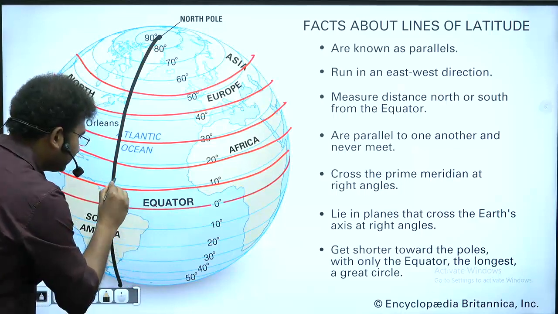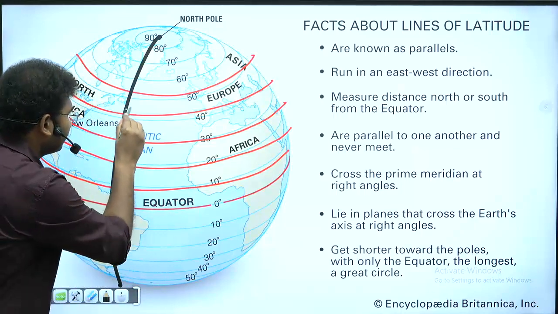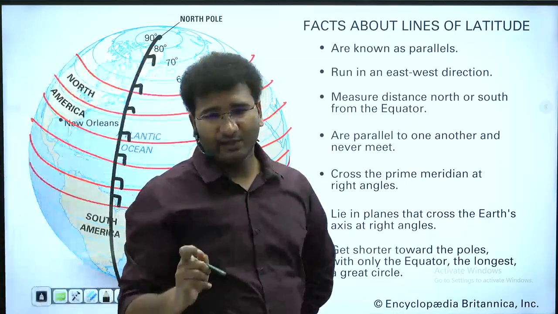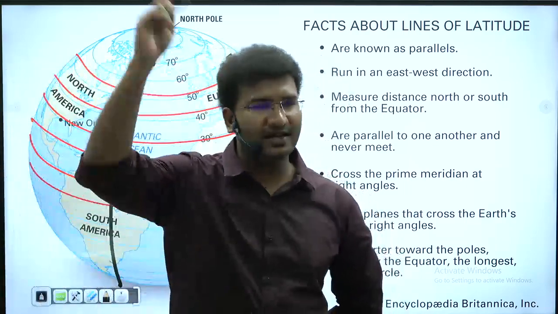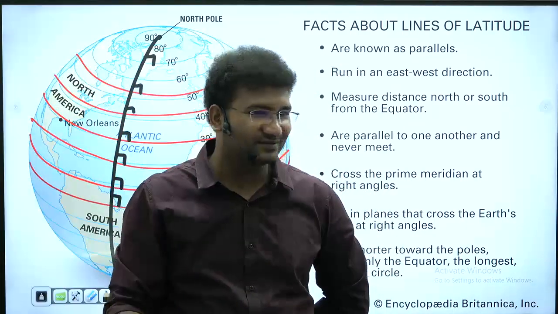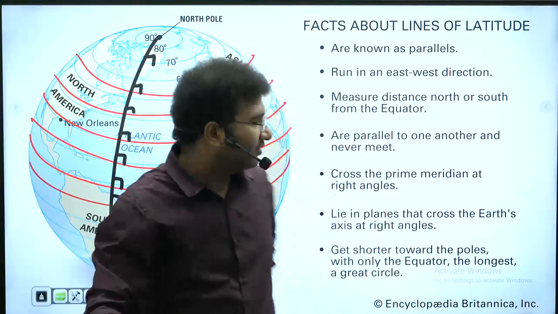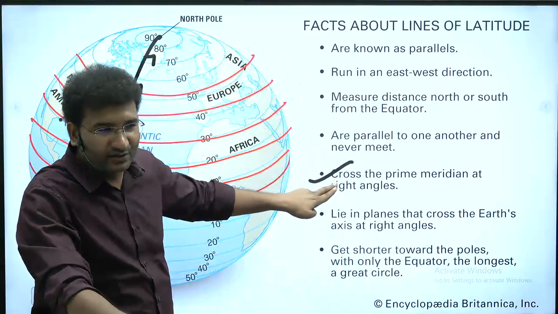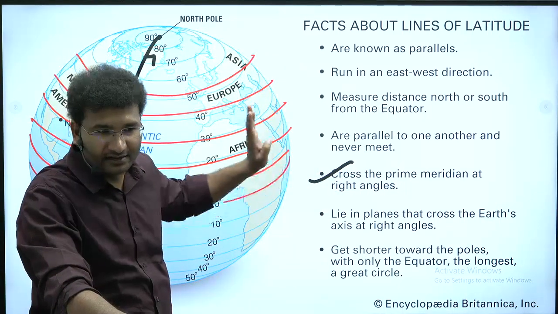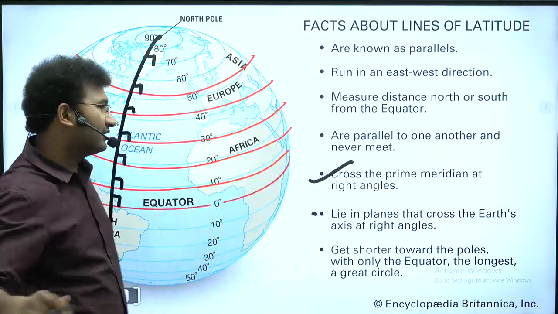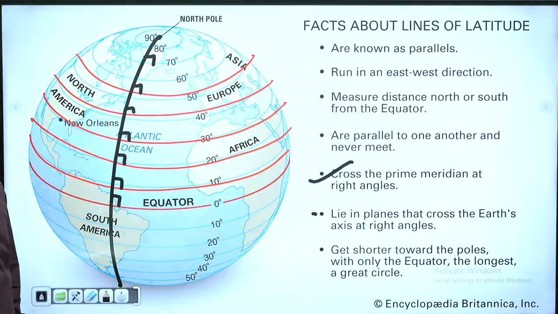What are the angles which are made? All these angles are 90 degrees. That means the equator as well as all the latitudes make perpendicular angles with the longitudes. ठीक है? Or else, latitudes cross the prime meridian at right angles. Clear? Next, they lie in planes that cross the Earth's axis at right angles.